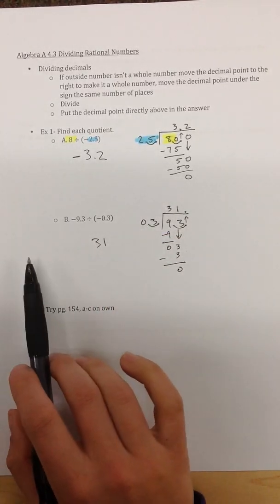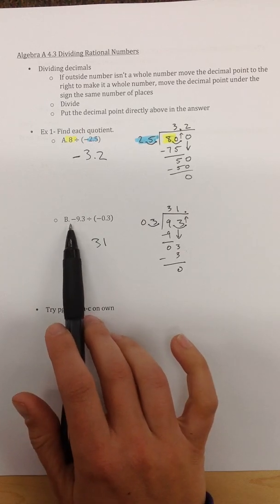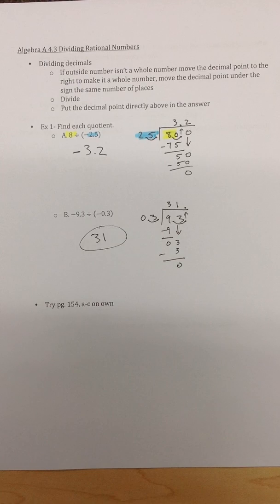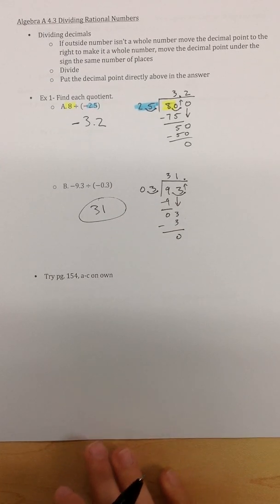Then if I look at my symbols here, I took a negative times a negative, so that would be same signs. So it would come out to be a positive 31. Okay, so on page 154, try out A through C, and then I'll get you the answers. So let me flip to the right page here.